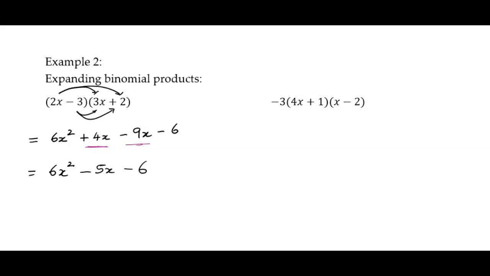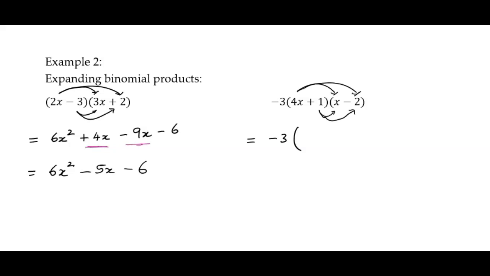The next example, we have two brackets that we have to multiply, but we also have a number in front of the brackets. So for the moment we are not going to worry about the minus 3, and we're just going to multiply the two brackets to start with. I'm going to draw my arrows first, multiplying everything by 4x and then multiplying everything by 1. But it is important that we keep the 3 in perspective, because at the end of the day, we have to multiply everything with a minus 3.